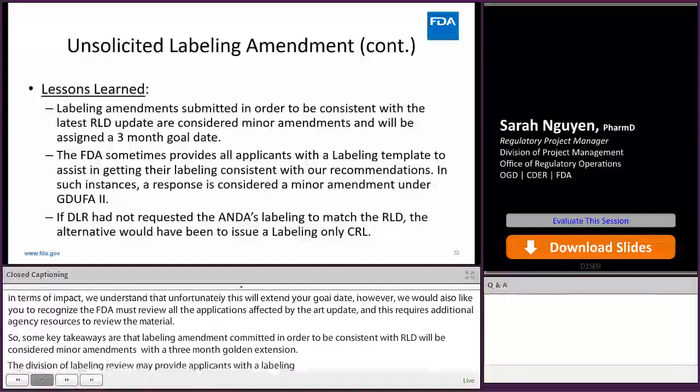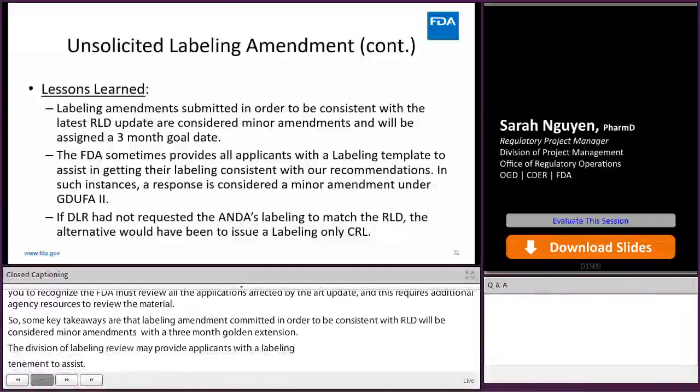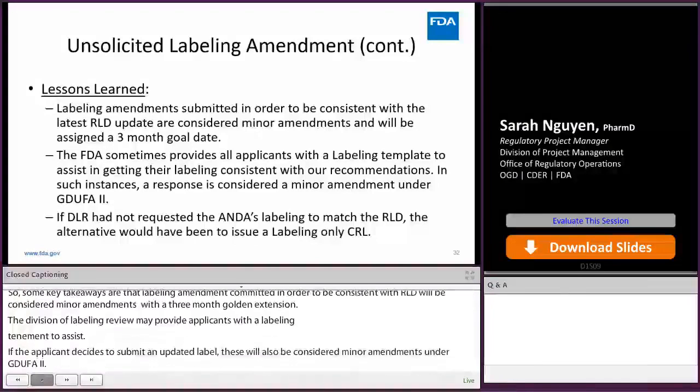under GDUFA 2. It is also important to note that if the Division of Labeling Review had not requested the ANDA labeling to match the RLD, our alternative approach would have been to issue a labeling-only CR, which would result in a longer goal date extension.